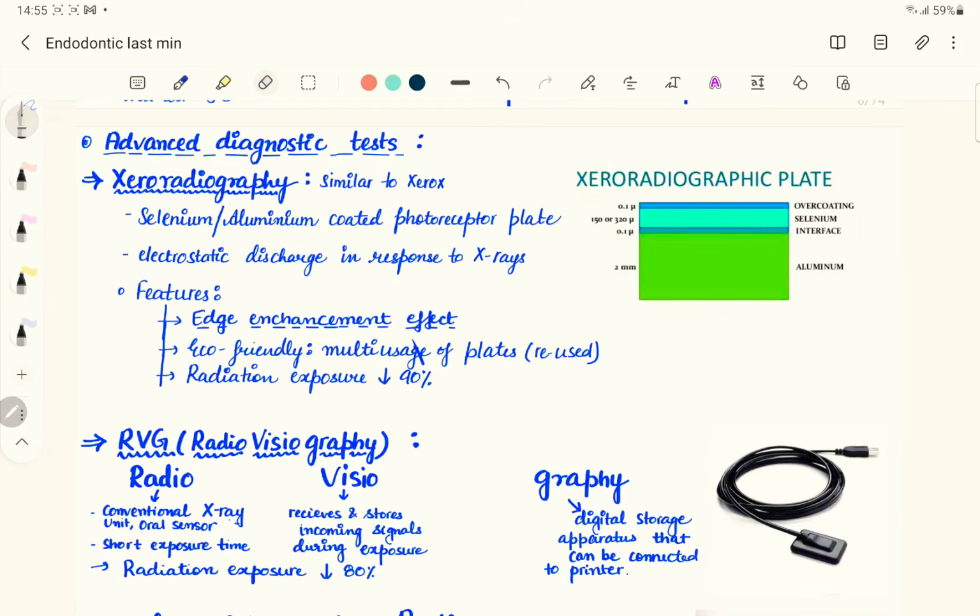Today's topic will be covering the diagnostic tests. The traditional tests like the electric pulp test and cold test, and the advanced diagnostic tests, we'll be covering in today's lecture. So let's get started. The first advanced test we have is xeroradiography.